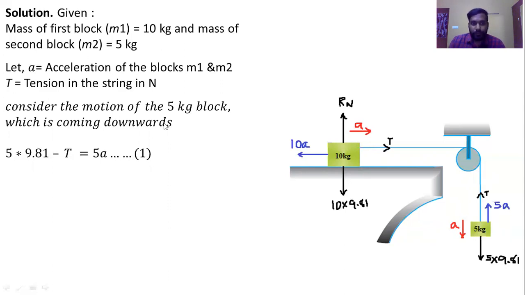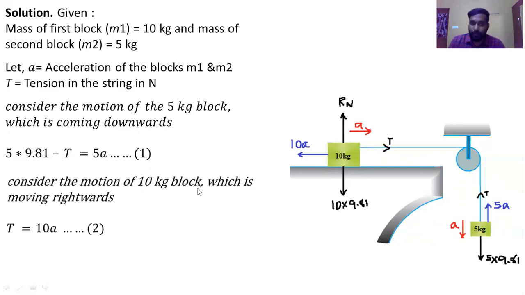Okay, so consider the motion of the 5 kilogram block which is coming downwards. So 5 into 9.81 minus T equals 5A, since the inertial force is in the opposite direction. And consider the motion of the 10 kilogram block which is moving rightwards. So T equals 10A. There is no other force because there is no frictional force acting on this surface. So it is very simple to solve.